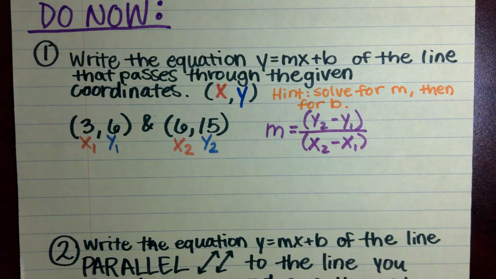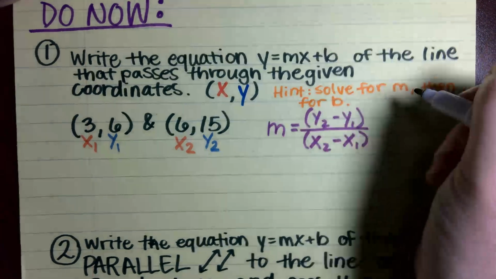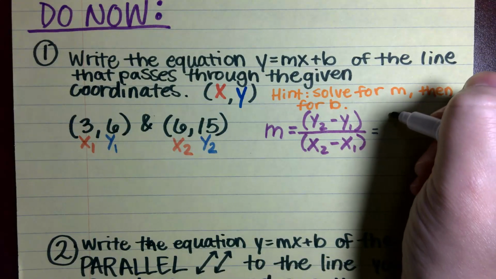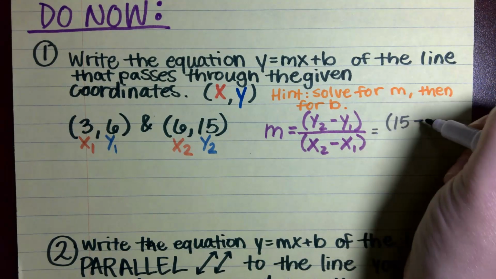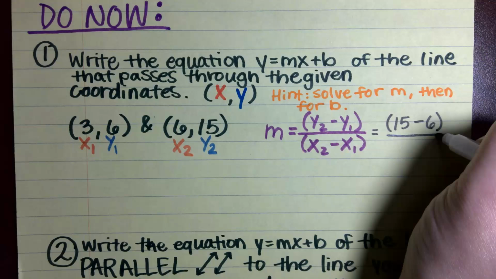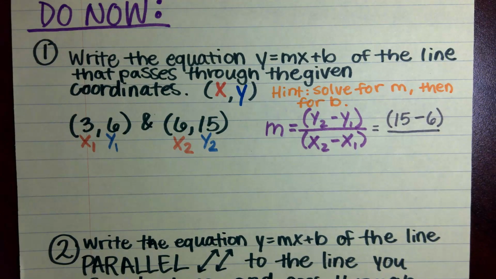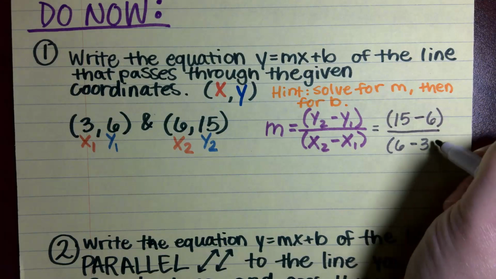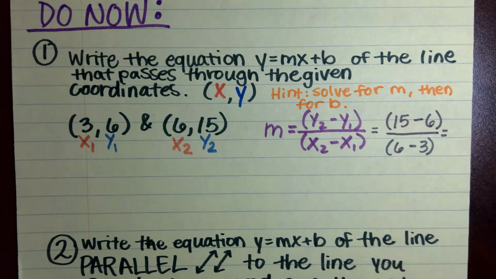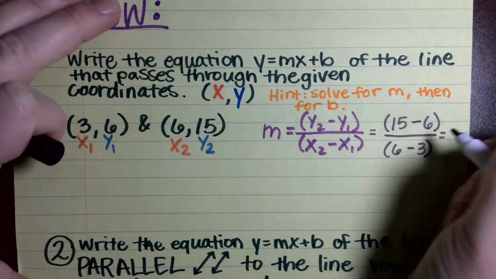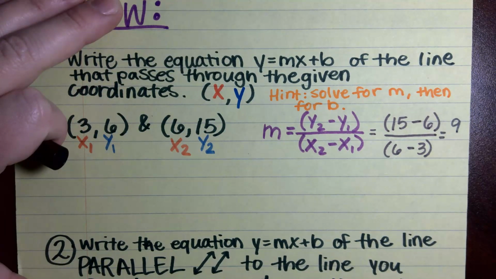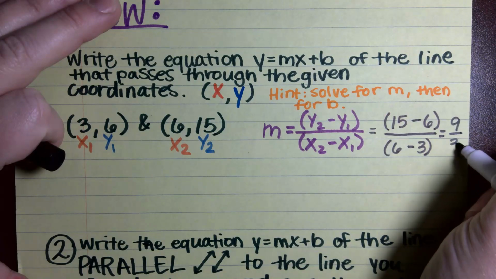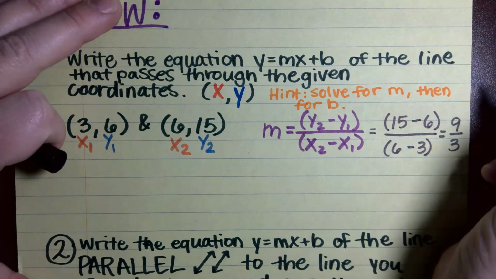Okay, so now give me those numbers that we're going to plug in. 15 minus 6 over 6 minus 3. Okay, and what are we going to get on the top number? 9. And what is 6 minus 3? 3. So our slope is 9 over 3.